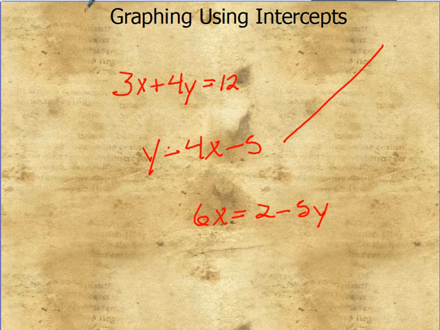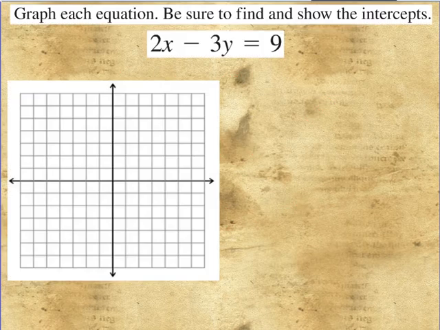The first way we're going to talk about graphing these is graphing using intercepts. There's actually two different ways. We'll do this, and we'll do the slope-intercept method. You've seen this, hopefully, once or twice.